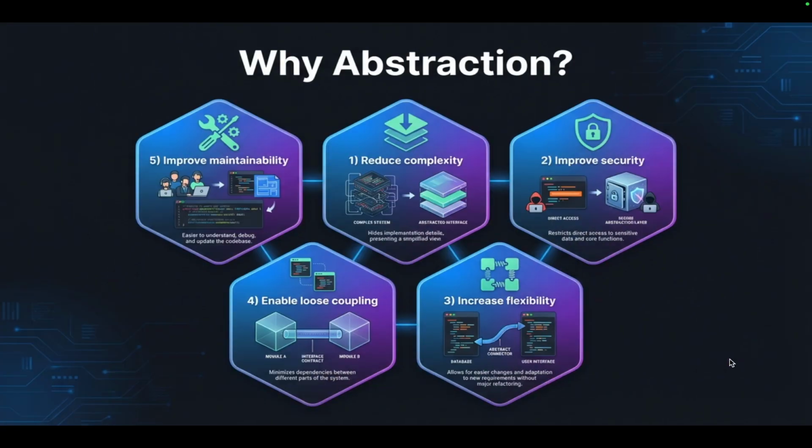Why abstraction? Now the question is, why do we need abstraction? Abstraction helps to reduce system complexity, improve security, provide flexibility, support loose coupling, and improve maintainability. By hiding unnecessary details, abstraction makes code simpler, safer, and easier to manage. That is why abstraction is extensively used in enterprise Java applications and frameworks like Spring Boot.